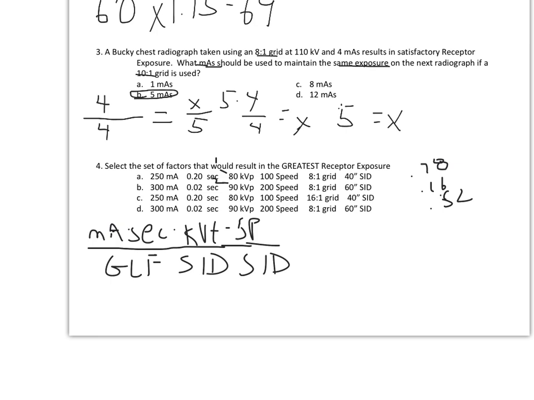And then for the D, we have 300 times 0.02 times 2 for the 90 kV times 200 for the speed, divide by 4 for the grid, divide by 60 for the SID, and you get 0.16, with the answer being A as the highest or greatest receptor exposure. So that's the calculation for the first 4 of these review problems.